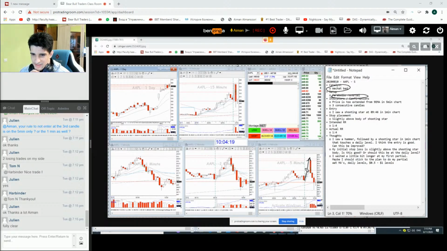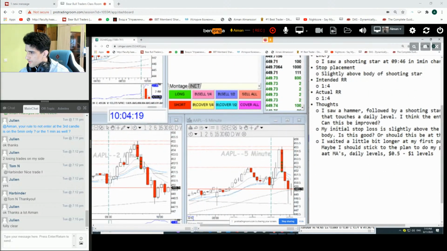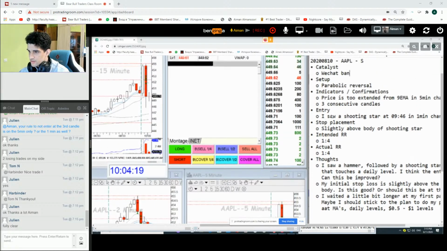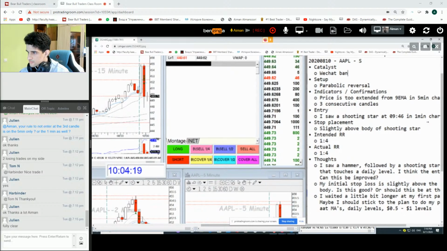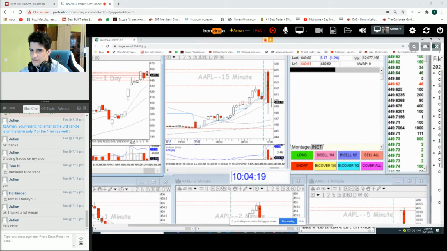I don't know how I didn't see that, by the way. Now, 3 consecutive 5-minute candles. Let me actually zoom it in. 3 consecutive 5-minute candles. 1, 2, 3, right? What the other indicators you had there? You saw a shooting star at 9:36 on the 1-minute chart. And the stop loss was slightly above the body of the shooting star. Wanted to get a fourth one and you got a fourth one.